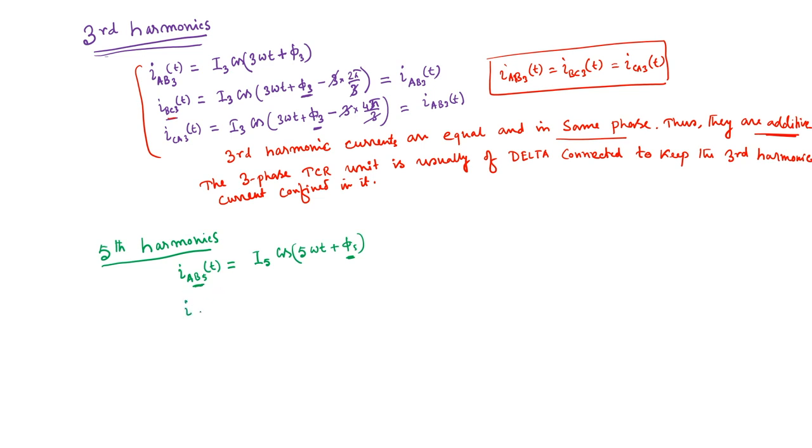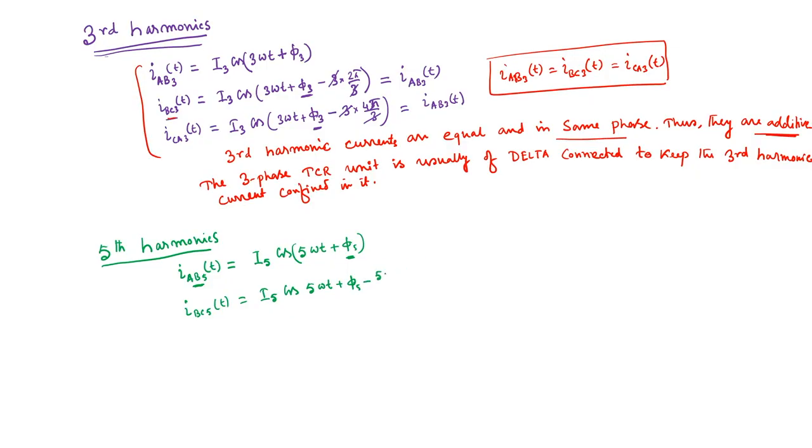Okay. Now, this I_BC5(t) will be equal to I5 cosine(5 omega t plus phi 5) minus, because we have considered identical 3 TCR units, and we also need to have identical firing angle control of all these 3 TCR units, then we will have this, which will be equal to 5 multiplied by 2 pi by 3. Okay. And this I_CA5(t) will be equal to I5 cos(5 omega t plus phi 5) minus 5 multiplied by 4 pi by 3.